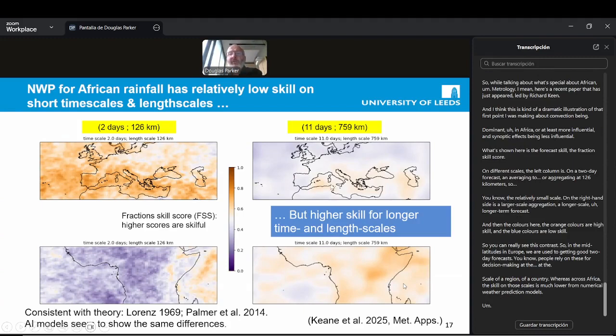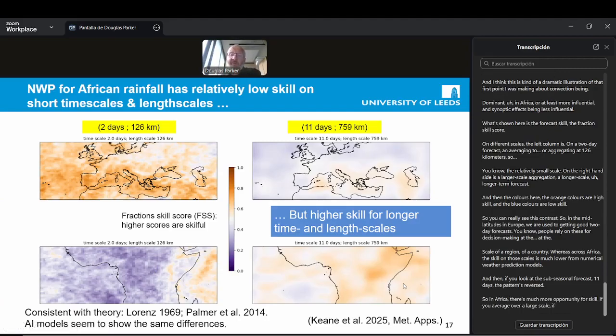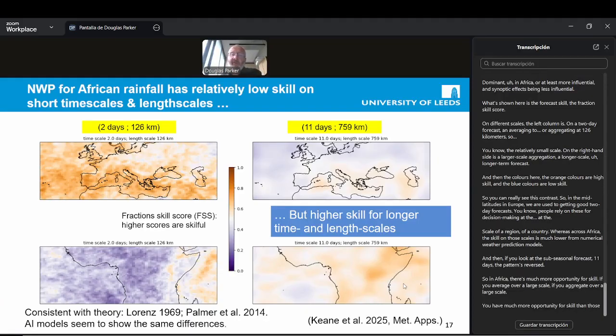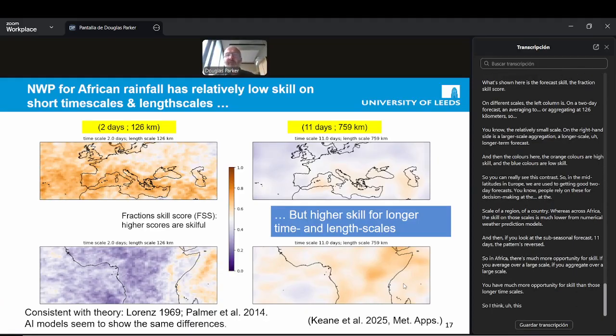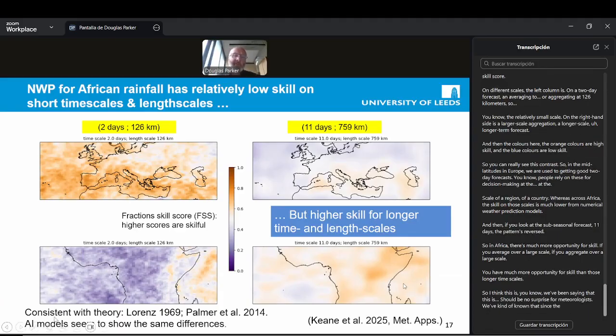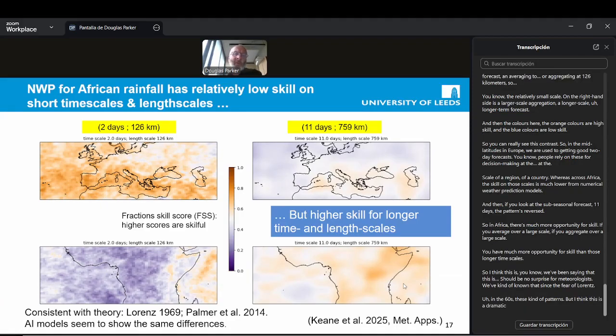And if you look at the sub-seasonal forecast, 11 days, the pattern's reversed. In Africa, there's much more opportunity for skill. If you aggregate over a large scale, you have much more opportunity for skill on those longer timescales. We've been saying that should be no surprise for meteorologists. We've known that since the theory of Lorenz in the 60s, these kinds of patterns. But I think this is a dramatic way of showing how this pans out into the forecast models.